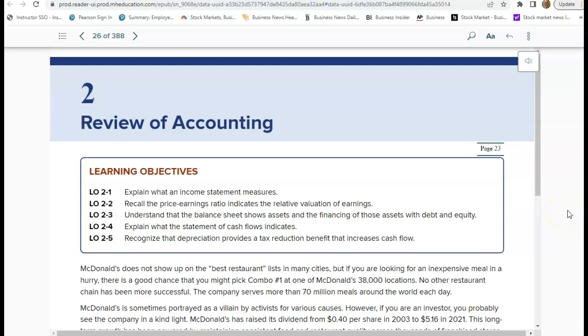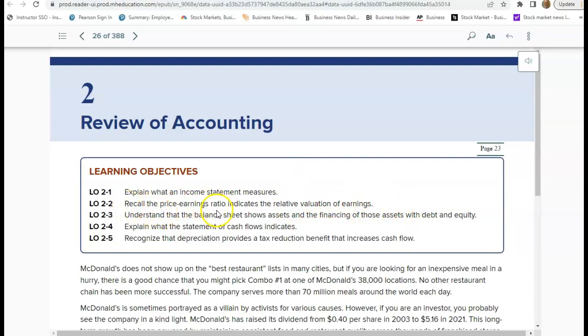Okay, so the way to take those notes, or the straw man if you will, is to take the learning objectives at the very beginning of every chapter. In this case, chapter 2, we're going to talk about accounting. And here are the learning objectives, or the things you want to walk away with a pretty good idea of to be able to do these.